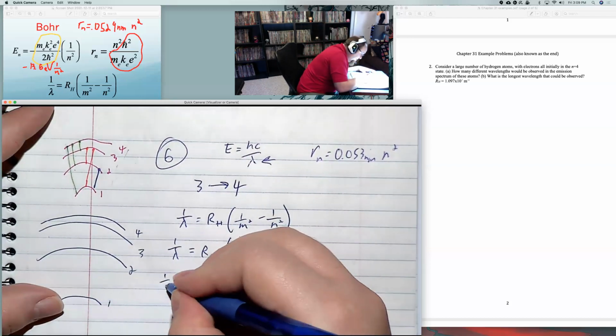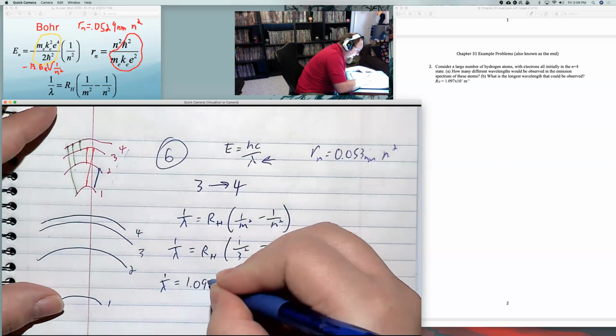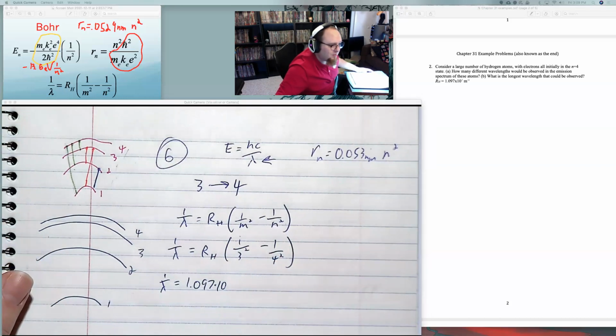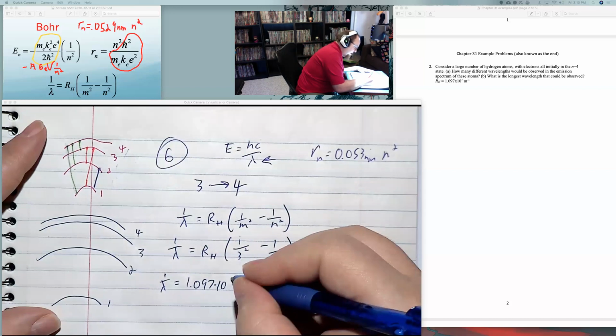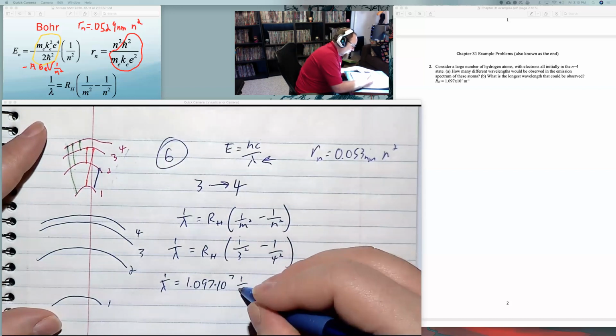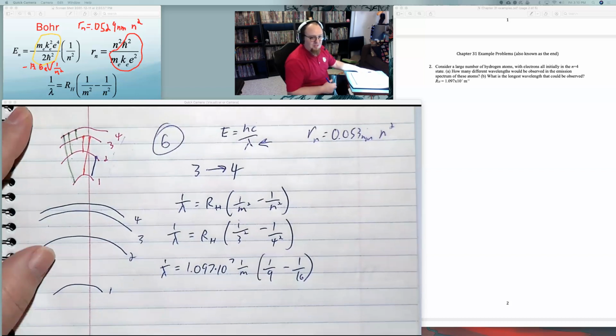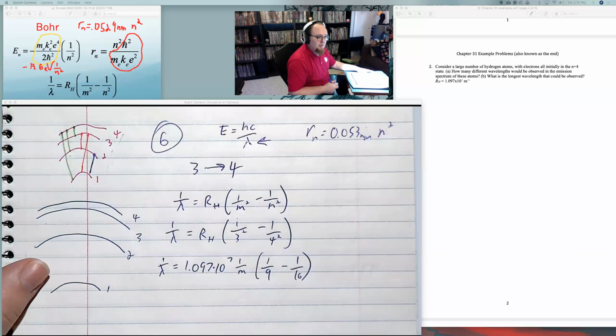And so 1 over lambda equals 1.097 times 10 to the 7th. Sorry, I was thinking of a different constant. I was working in nanometers, which I'm used to seeing it in. It's 10 to the 7th inverse meters, times 1 over 9 minus 1 over 16. And I can do that math.